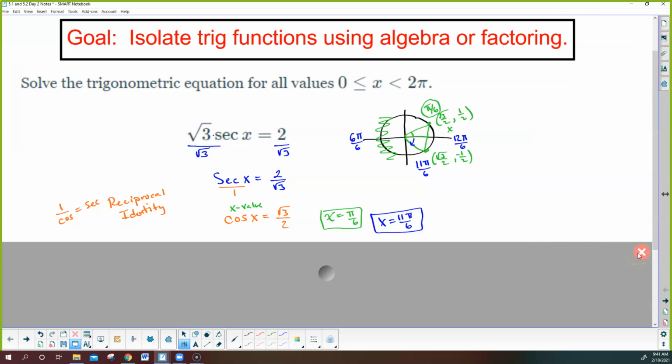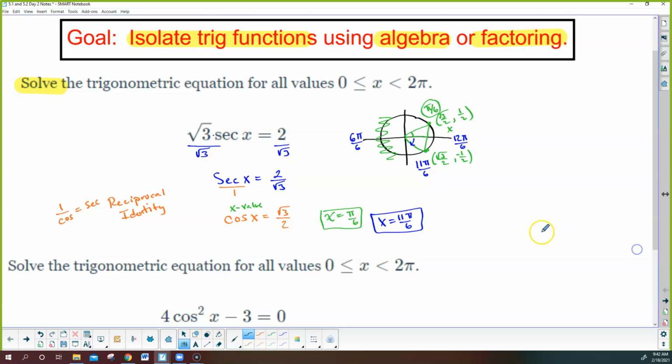However, we're going to introduce different methods for solving. And when we say that, anytime you hear the word solve, you are thinking, my goal is to isolate the trig function. I'm either going to use regular algebra or some type of factoring to help me do that. Okay? So let's look at another problem here.